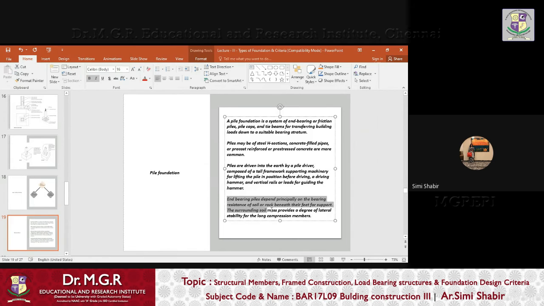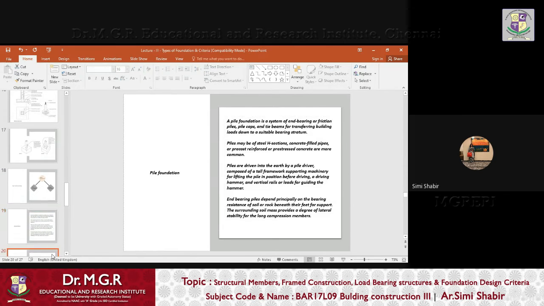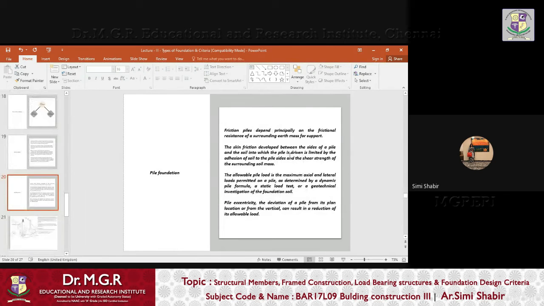End bearing piles depend principally on the bearing resistance of soil or rock beneath their feet for support. The surrounding soil mass provides a degree of lateral stability for the long compression members. The friction piles essentially depend on the frictional resistance of the surrounding earth mass. As the word says, friction, the surrounding earth offers friction when the pile is driven into the earth.